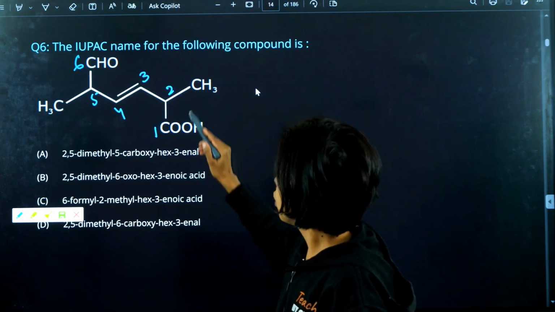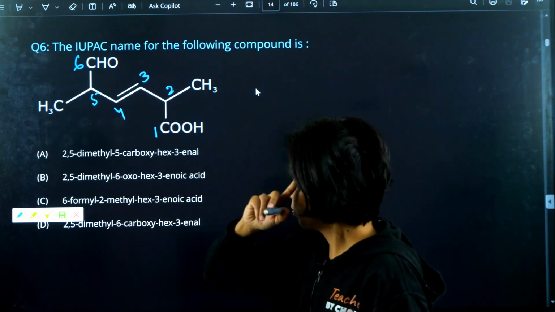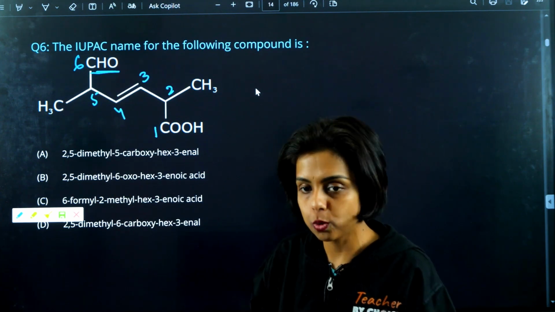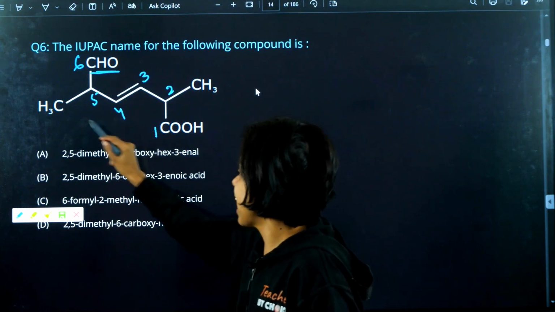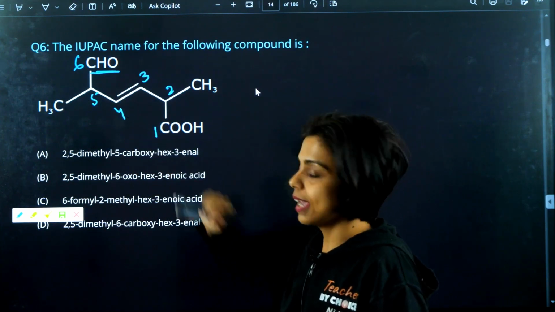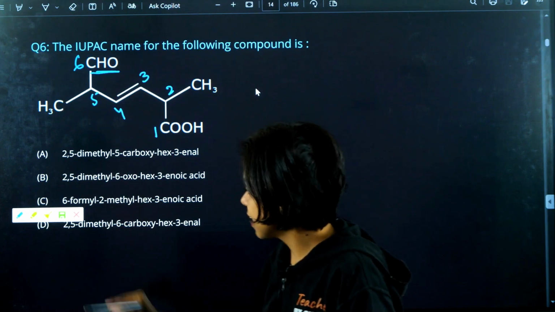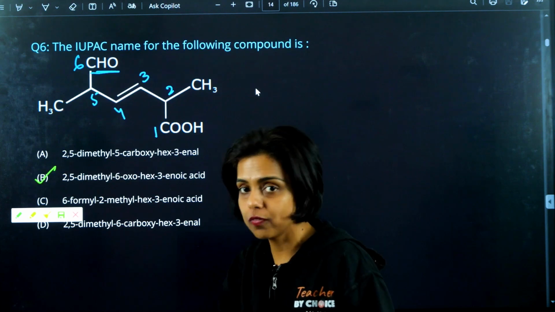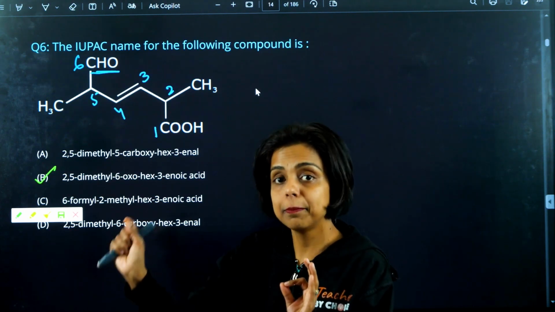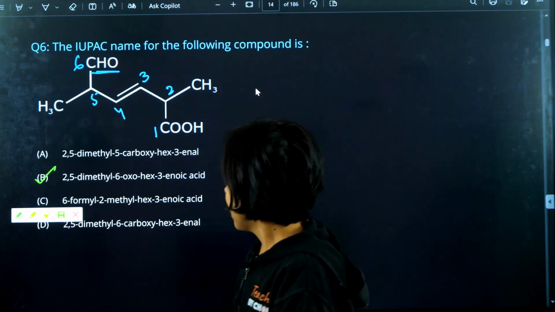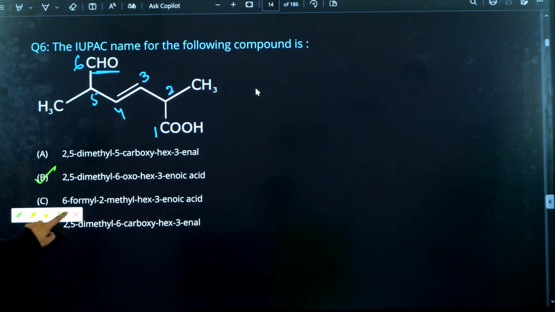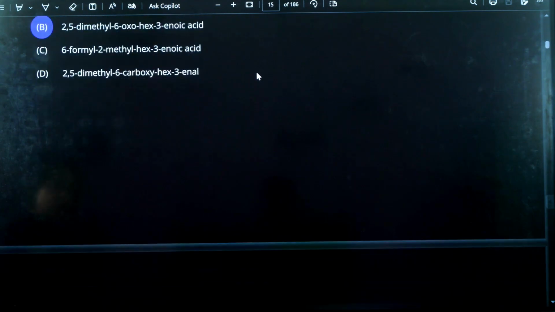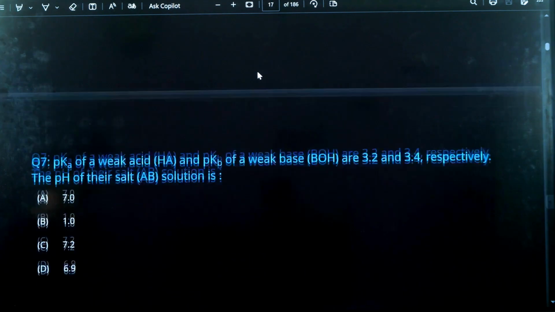So it will be 2,5-dimethyl-6. Now the CHO acts as a substituent, so we write it as a prefix: 6-oxo, right? The parent chain has 6 carbons, hex-3-enoic acid. So what should be the answer out of all the options? It has to be B: 2,5-dimethyl-6-oxo. We write oxo because the carbon of CHO is counted in the carbon atoms of the parent chain, right? Hex-3-enoic acid. I hope you marked the correct answer, guys. That is answer B. A question based on IUPAC naming. Let's move on to the next question now.